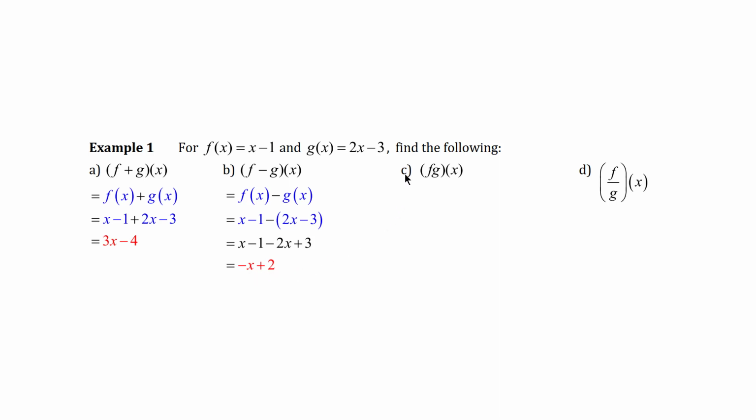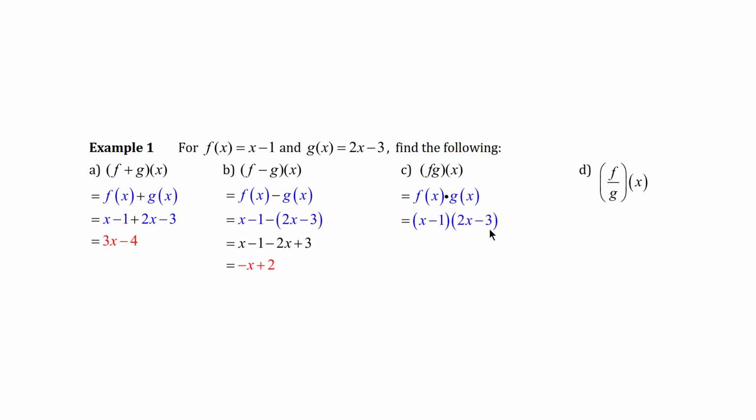Moving on to part C, we need to find f times g of x. For this function, we need to apply the product rule, so this is equal to f of x times g of x. Again, we just substitute in the values for f of x and g of x. We get parentheses x minus 1 times parentheses 2x minus 3.